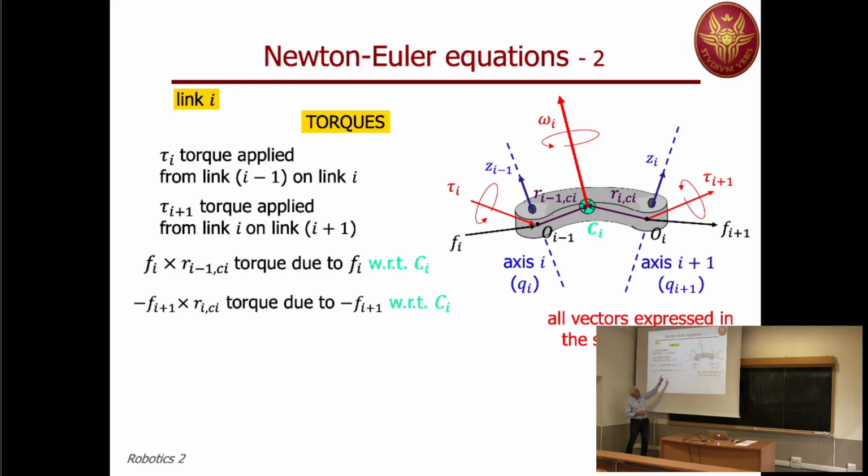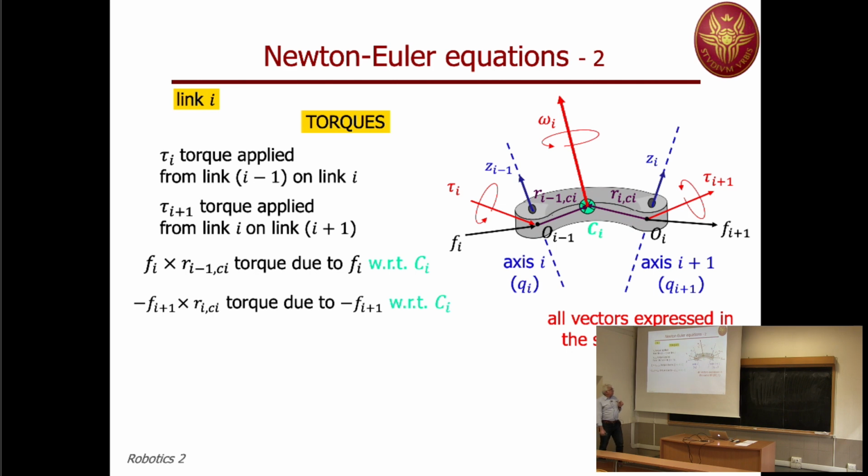Now what is the torque produced by the force F_i transmitted from link i-1 to link i? It's just the vector product of F_i times the vector going from the origin of i-1 to the center of mass. So we call this r_{i-1,Ci}. And similarly, the torque produced by the force -F_{i+1}, so the force from link i+1 to link i on body i, when we are using C_i as the expressing point, will be -F_{i+1}, because of the principle of action and reaction, vector product, the vector going from the origin of frame i to the center of mass itself.